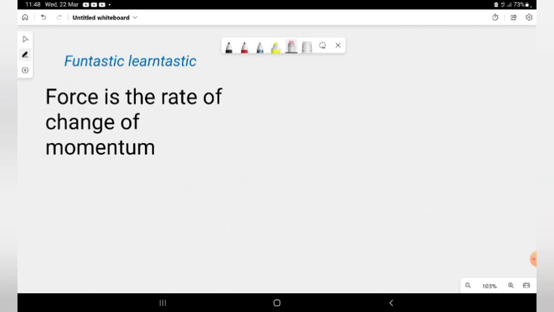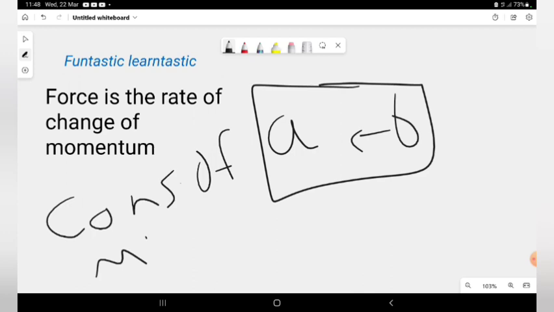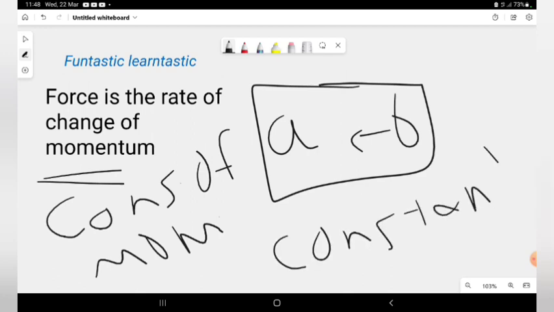So I'm going to explain the third law diagrammatically. We have a system over here, body A, body B. Let us say the body B pushes A. Again, what is the law of conservation of momentum? You know this. What does this say? That the momentum will be constant.